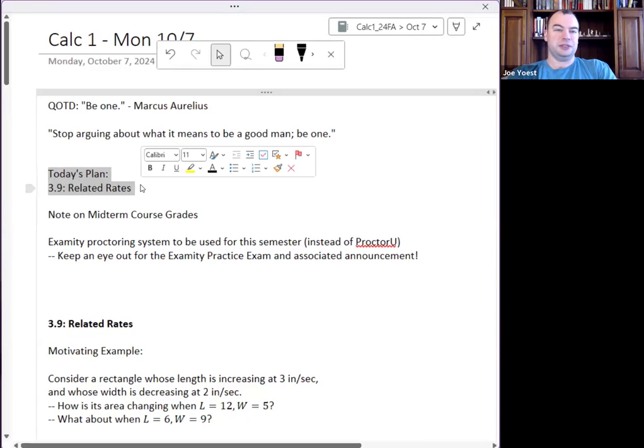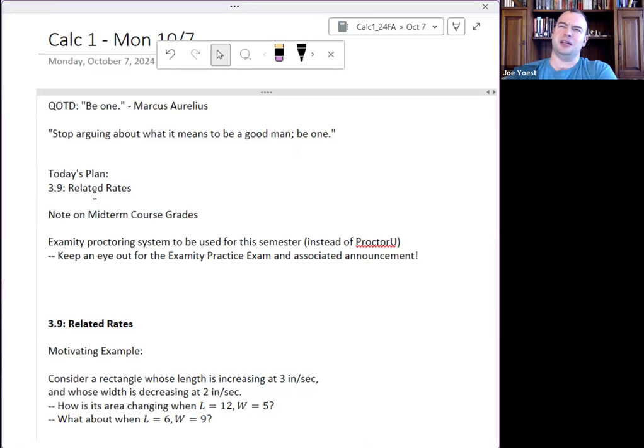The plan for today is really just to cover one topic, related rates, section 3.9. If we get through 3.9 a little early, I don't want to start 3.10 today. I know it's kind of ironic that it's a math textbook and there's a 3.10, but it comes after 3.9, but it is what it is.